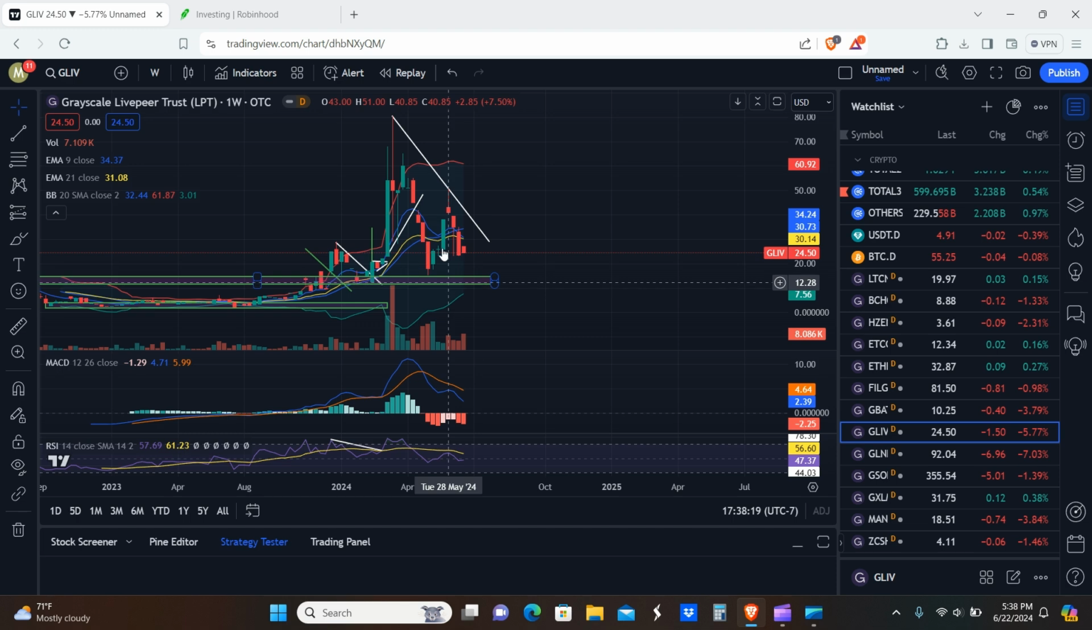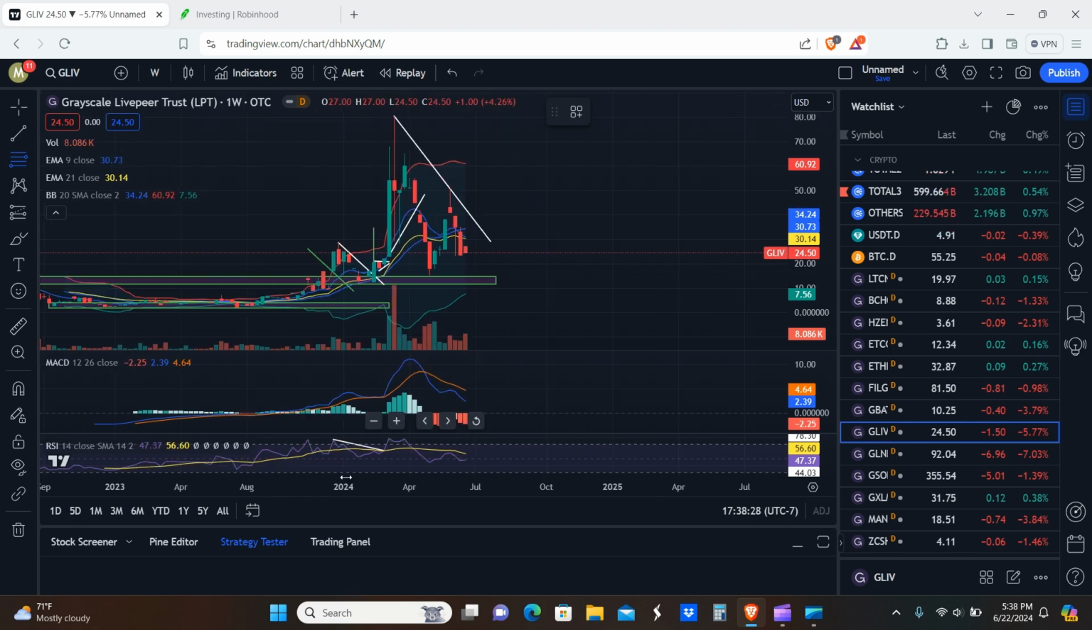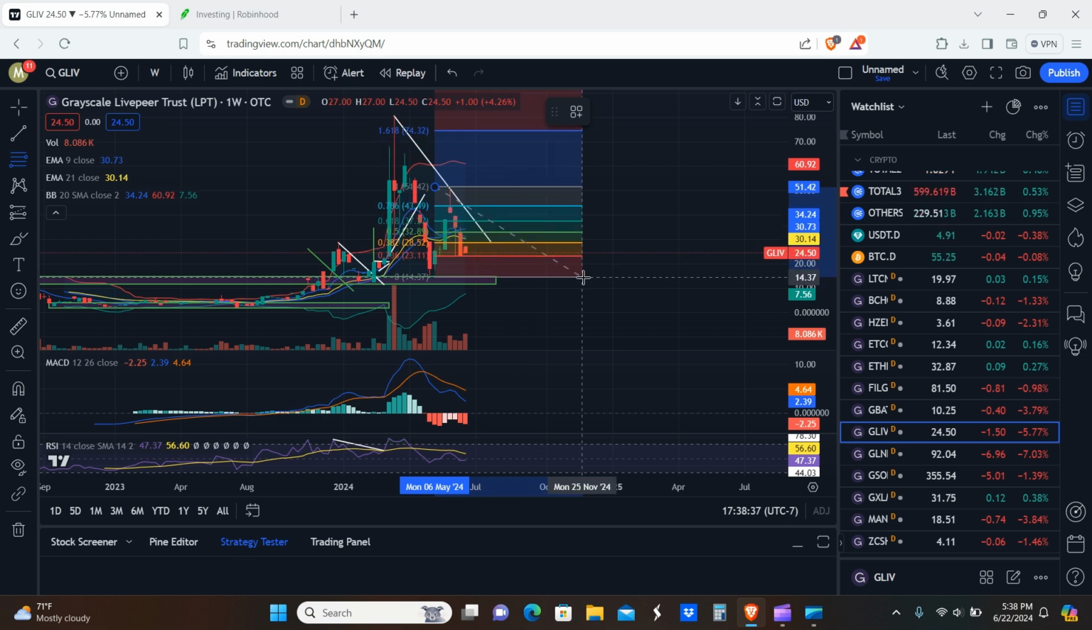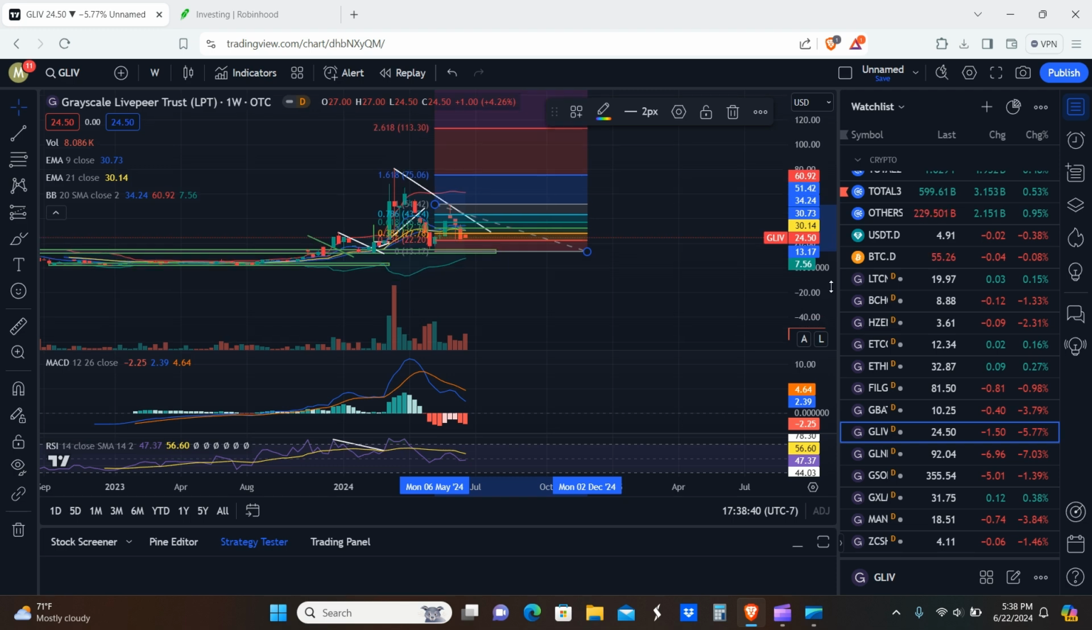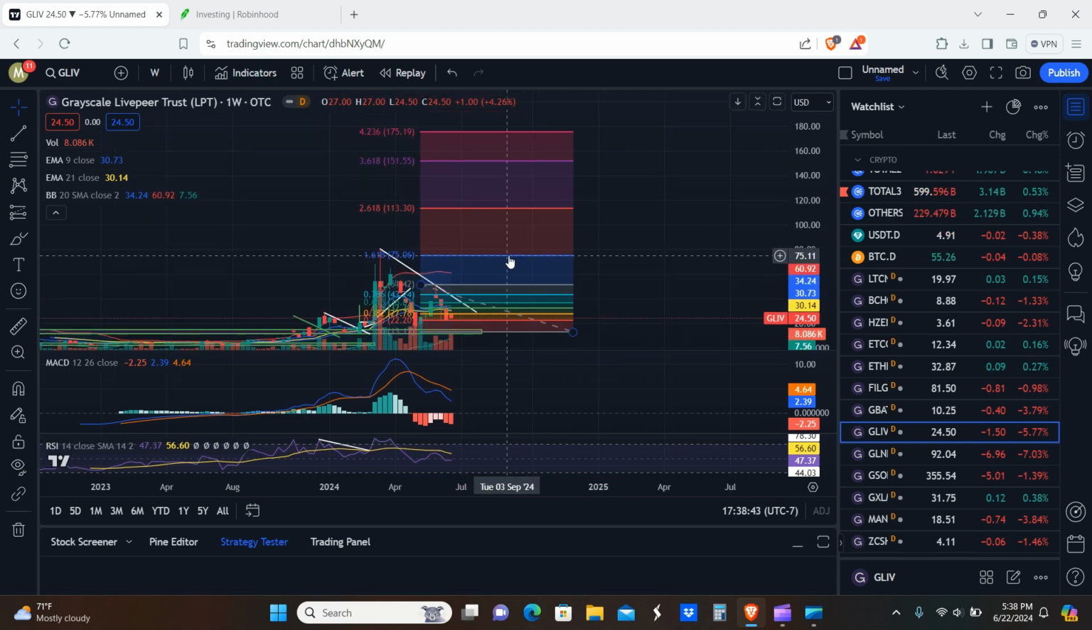So GLIV, I don't think that this thing has hit a low yet. I also don't think that this all-time high that we saw back here is actually going to be the true all-time high. So what I'm going to do here is measure from the previous swing high to where I presume the low is going to be, which probably will be somewhere around this support range. So 1.618 would be $75, 2.618, $113, 3.618 is $152, and the 4.236, I keep calling it 618, but it's actually 4.236, is $175.